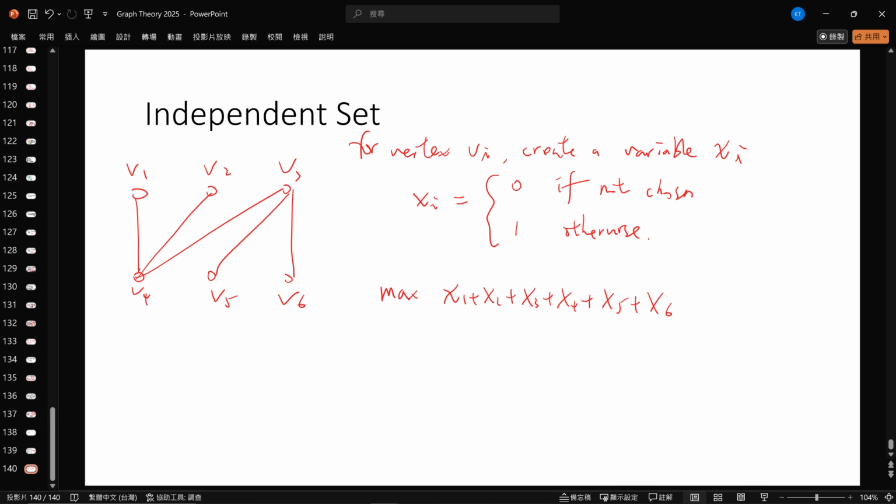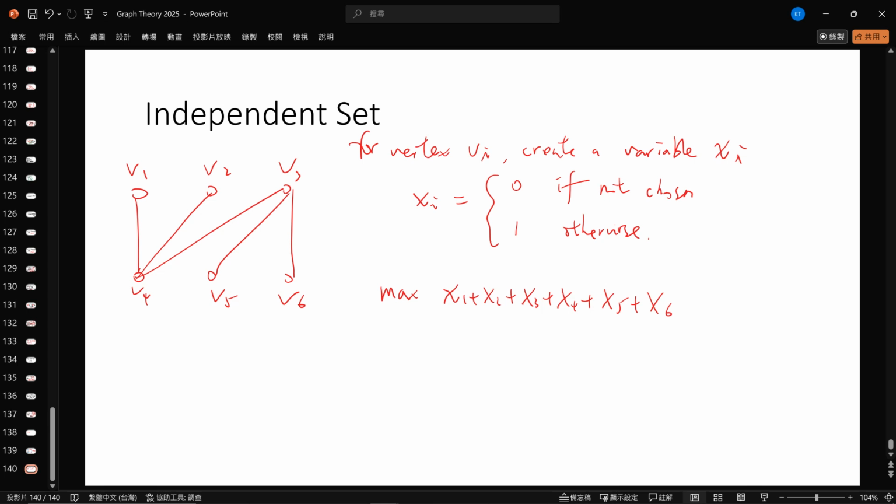The constraint for independent set is that for any two vertices, they cannot be adjacent. So how do we encode this constraint into an inequality? For every edge, at most one of the endpoints is chosen. But we have to write this as an inequality. So what is the corresponding inequality?